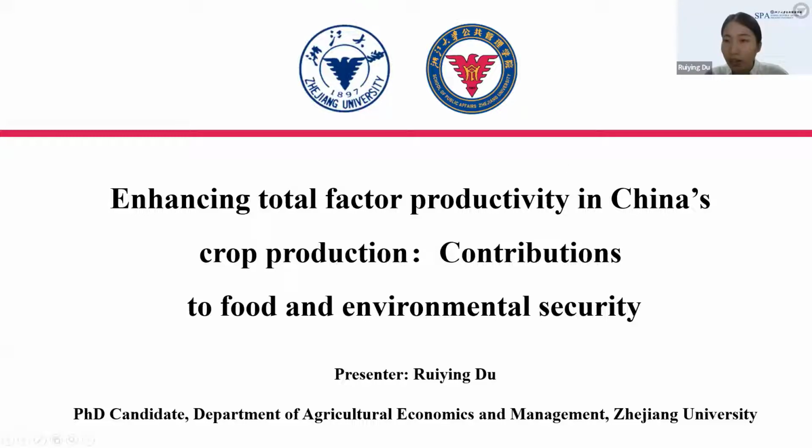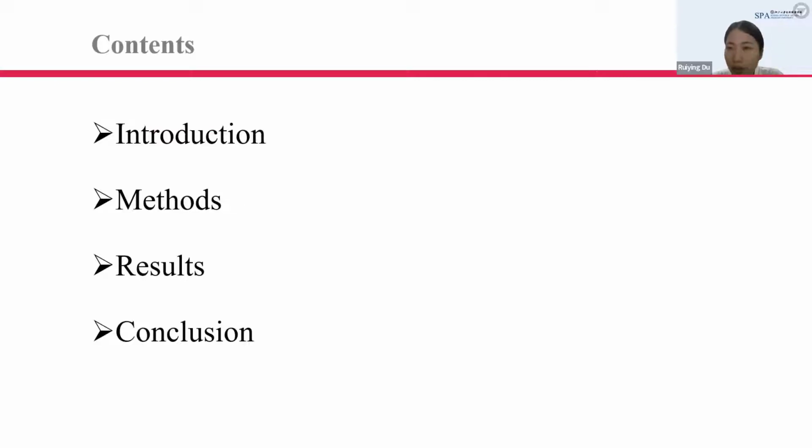Okay. Hello, everyone. Thanks, Jing, for the introduction and for holding the session. My name is Ruiying. I'm a PhD candidate in the Department of Agricultural Economics and Management at Zhejiang University. Today, I want to introduce a working paper. The title is Enhancing Total Factor Productivity in China's Crop Production: Contributions to Food and Environmental Security. I will introduce the following parts: the introduction, methods, results, and conclusion.